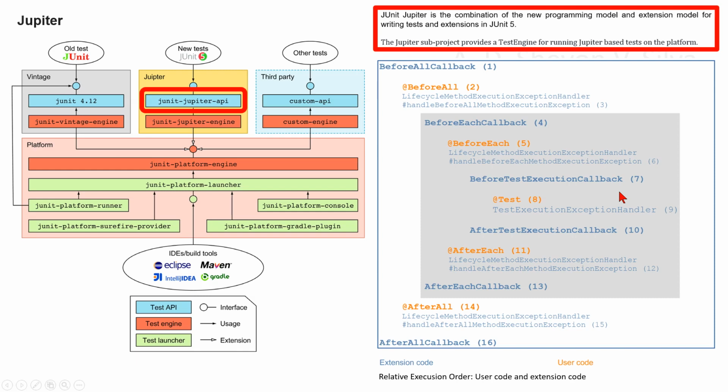Interface BeforeTestExecutionCallback. BeforeTestExecutionCallback defines the API for extensions that wish to provide additional behavior to the test immediately before an individual test is executed, but after any user-defined setup methods, for example @BeforeEach methods, have been executed for that test.